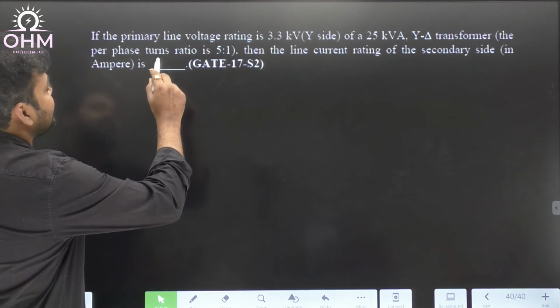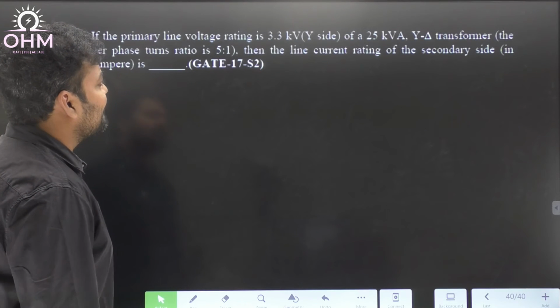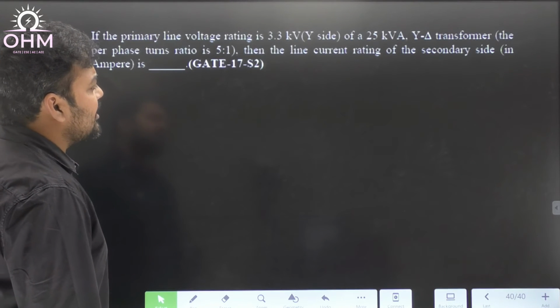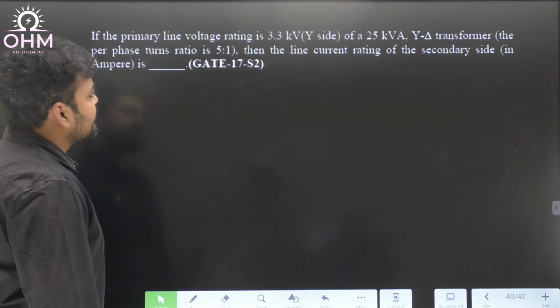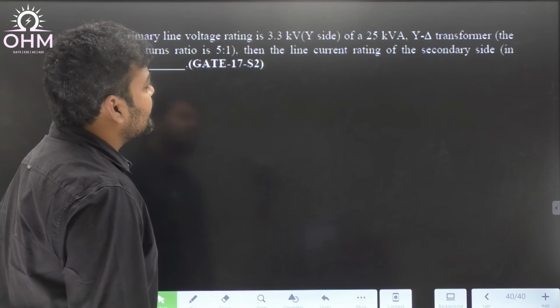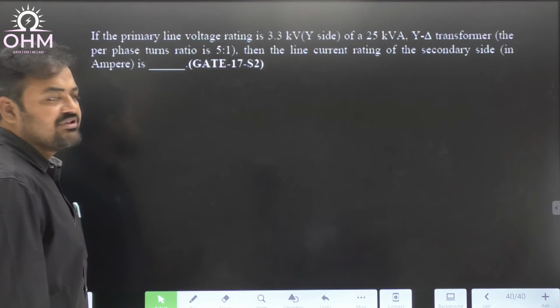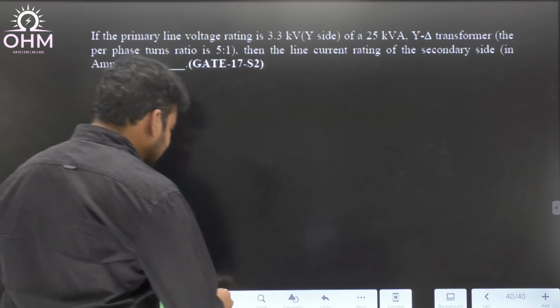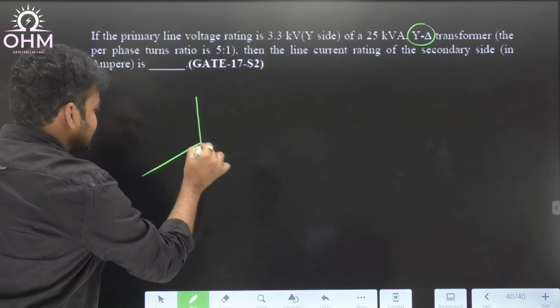If the primary line voltage rating is 3.3 kV on the star side of a 25 kVA star delta transformer, and the per phase turns ratio is 5:1, then what is the line current rating of the secondary side? First of all, the given transformer connection is a star delta. So primary is a star connection.